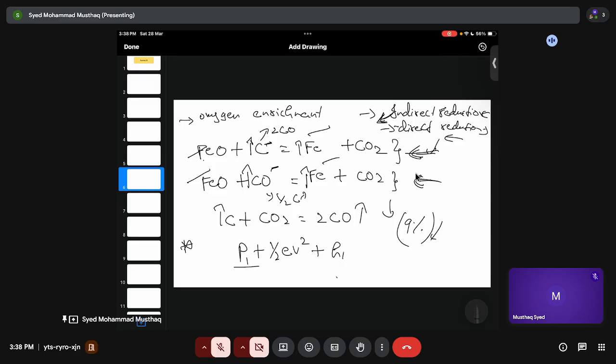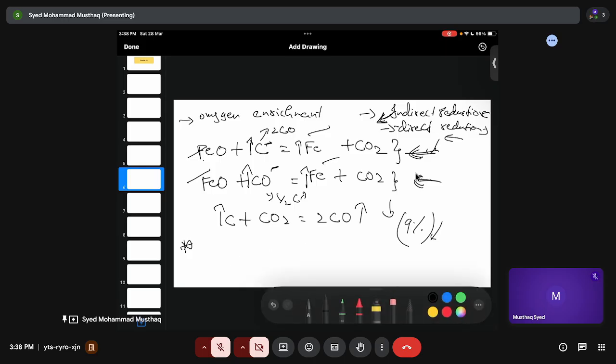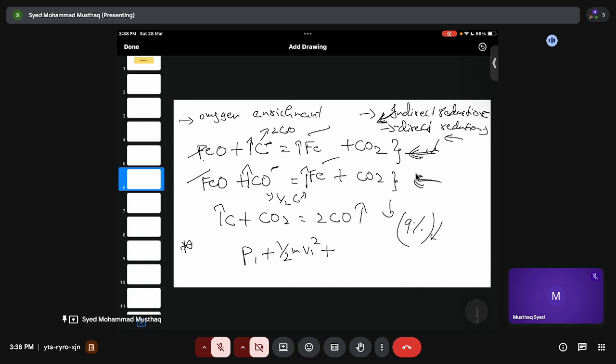So pressure at one point plus half mv square plus you have your mgh, right? Which is constant. Please correct me if I'm wrong. This is energy. This is energy. So force F dot S is your work done, and work done equals energy. And so what is it? P by H or what? Or is it G?